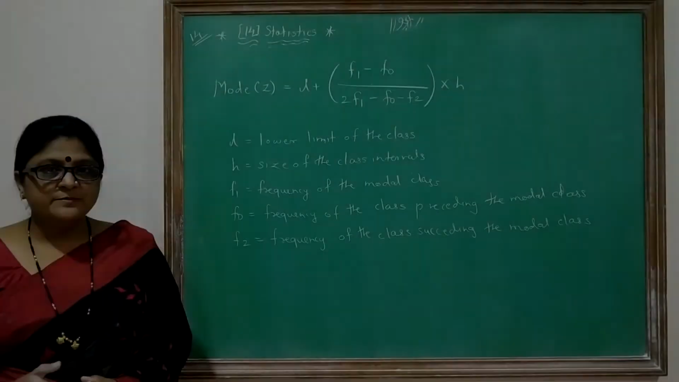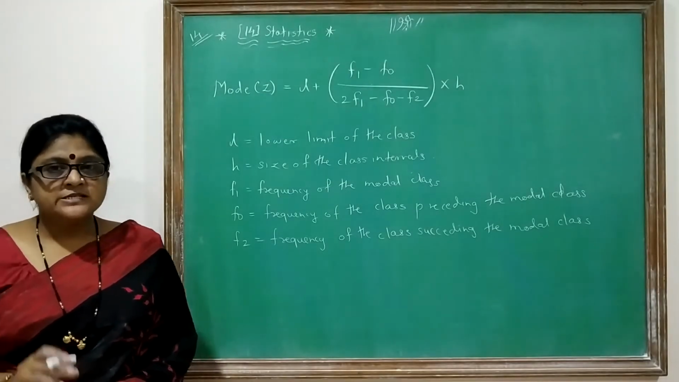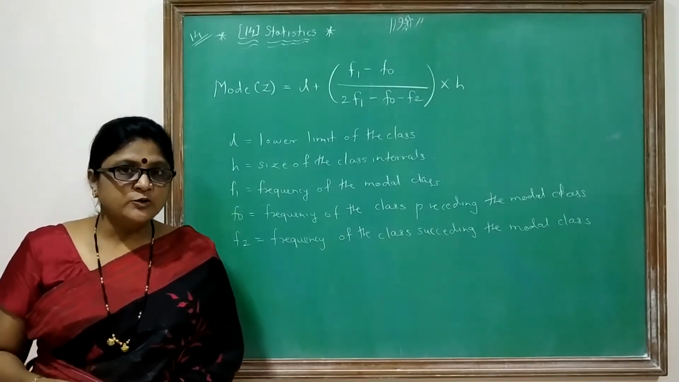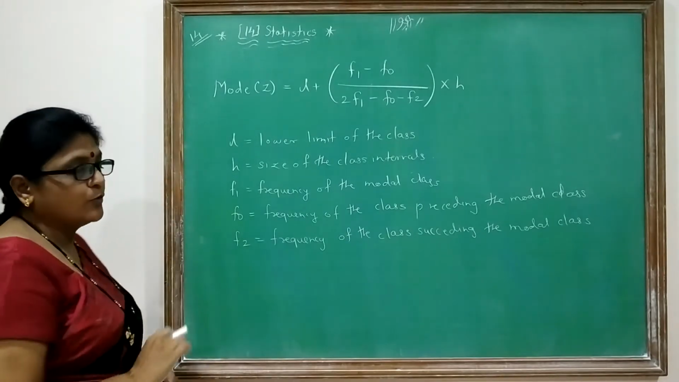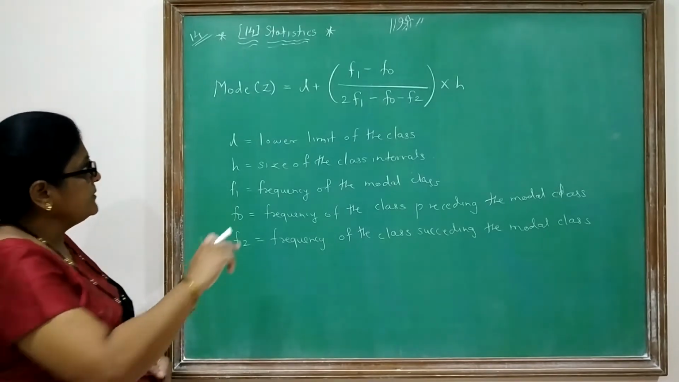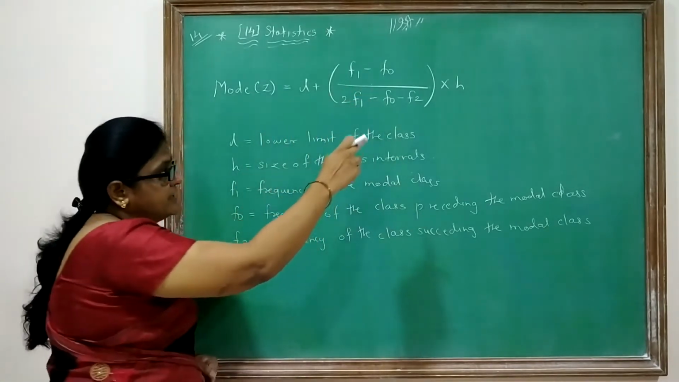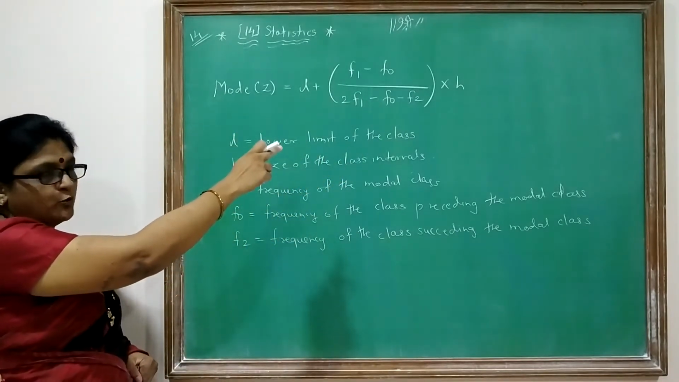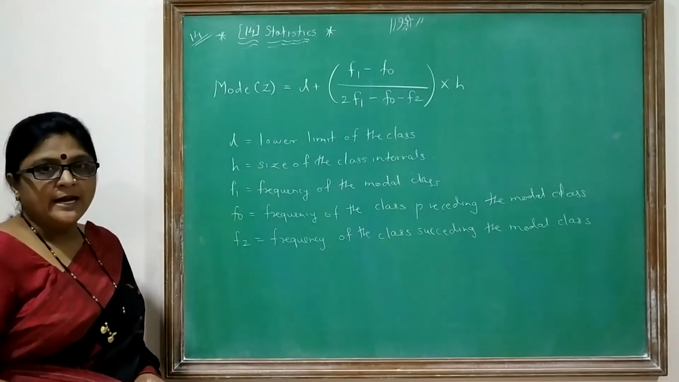Hello students, in the previous lecture we have seen the step deviation method, and in this lecture we are going to see your next topic, which is mode. This mode is denoted by capital Z and its formula is Z = L + [(F1 - F0) / (2F1 - F0 - F2)] multiplied by H.